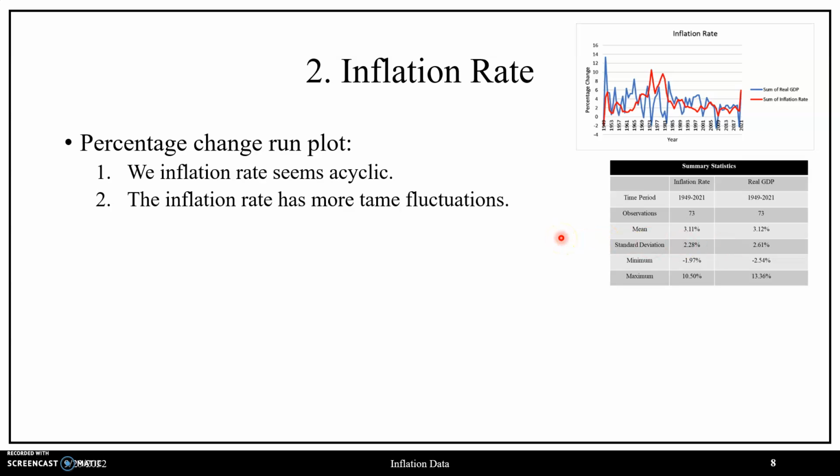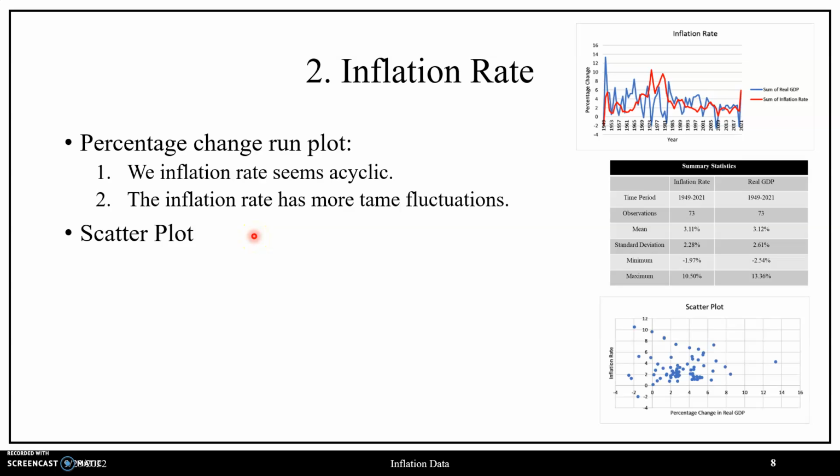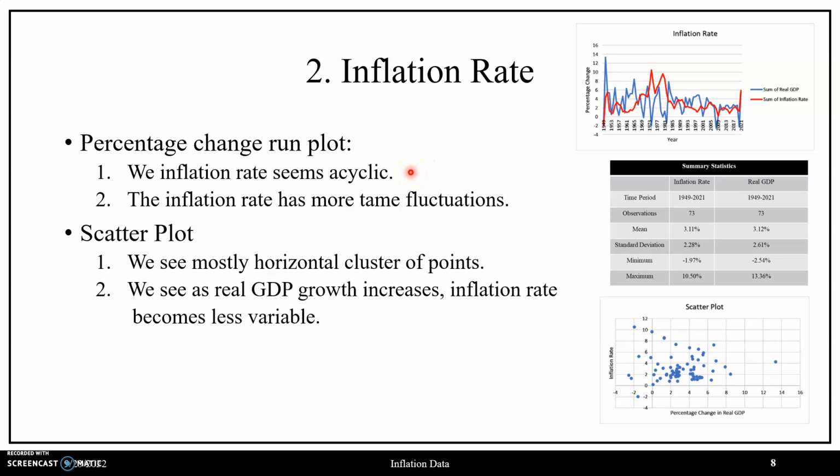So, given this observation of the inflation rate being able to move with and against the percentage change in real GDP, let us now turn to our scatter plot and see what we see. We have the percentage change in real GDP on the horizontal axis, and the inflation rate on the vertical axis. We see a mostly horizontal cluster of points, which further gives us evidence that the inflation rate seems to be acyclic. Something worth noting as well is that as real GDP growth increases, the variability of the inflation rate seems to decrease, condensing towards its average value of 3.11%.